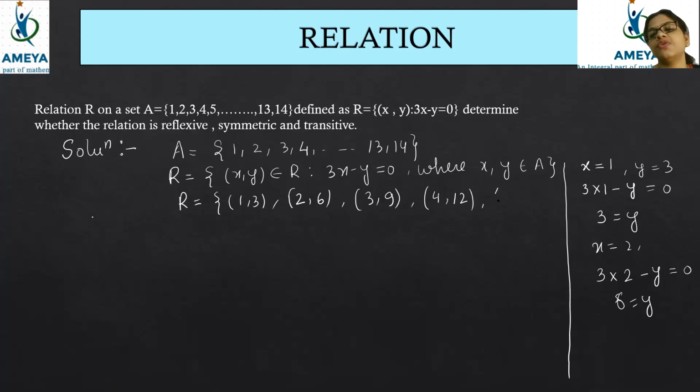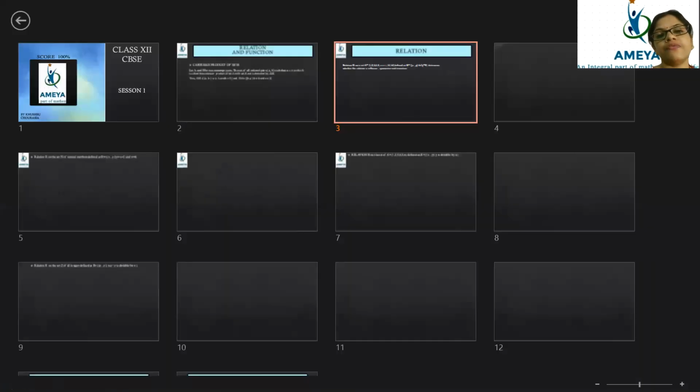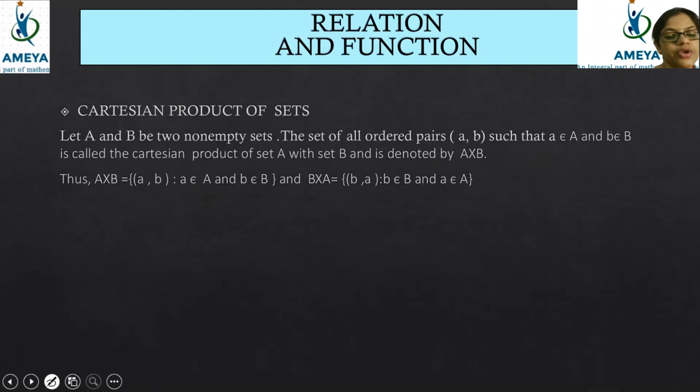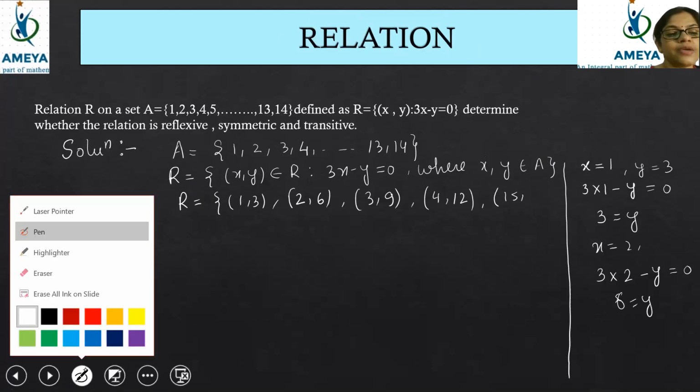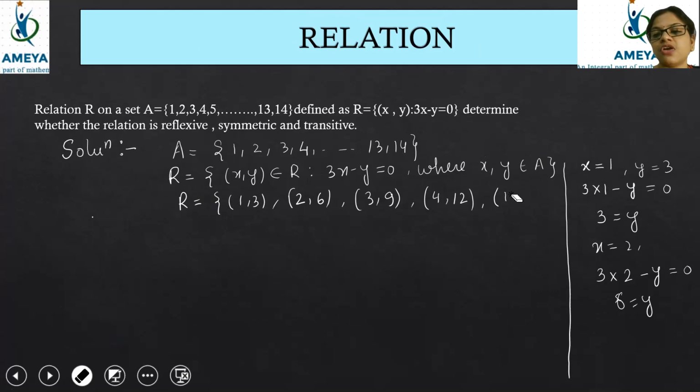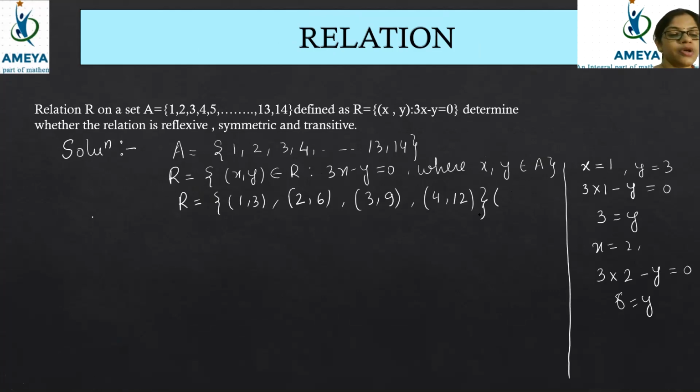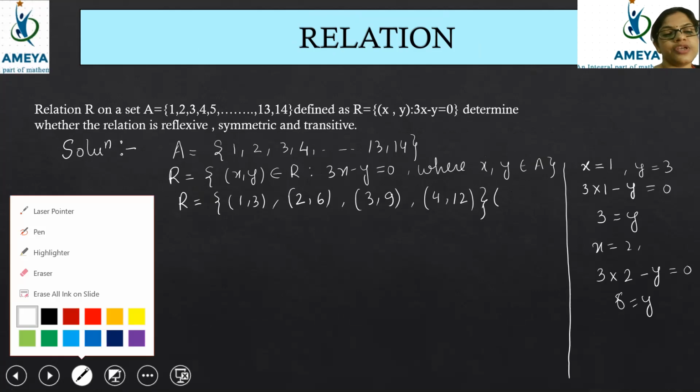When x is equal to 5, 5 3s are 15. Then what will be the value of y? y will become 15, and 15 is not present there. So we cannot take that x value. So we are going to keep it only till x is equal to 4. Now we will check whether it is reflexive, symmetric and transitive.